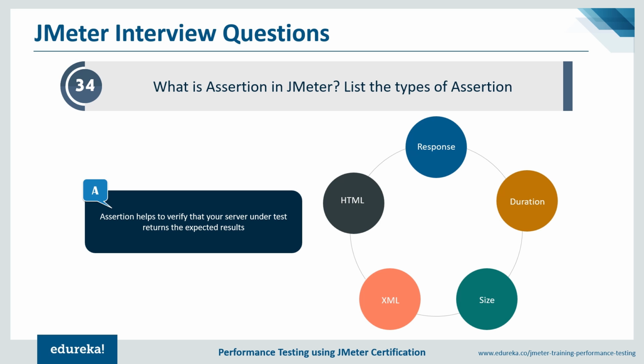Then we have the XML assertion, which verifies that the response coming from the server holds the data in a correct XML format. And finally, we have the HTML assertion. It is helpful for checking the syntax of the response data.